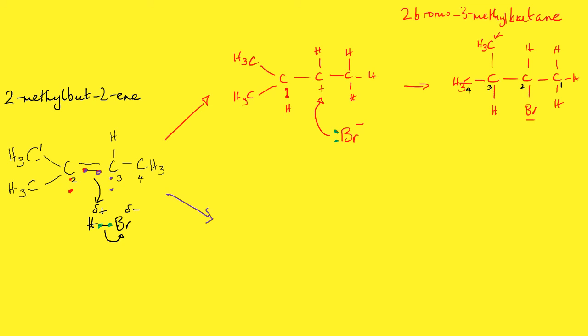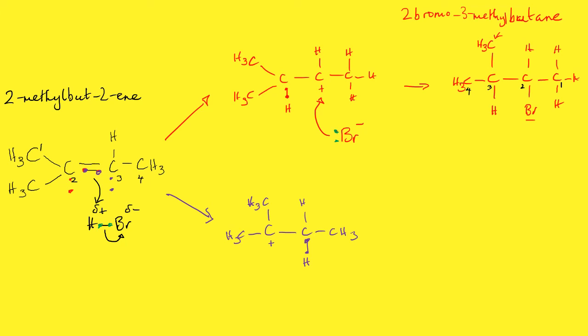So this is carbon number 2. It's still attached to two methyl groups, like so. That double bond is broken, and those two electrons, the purple electrons that we drew in, have bonded to our hydrogen, leaving this one positive, and the rest of the molecule is the same, like so.